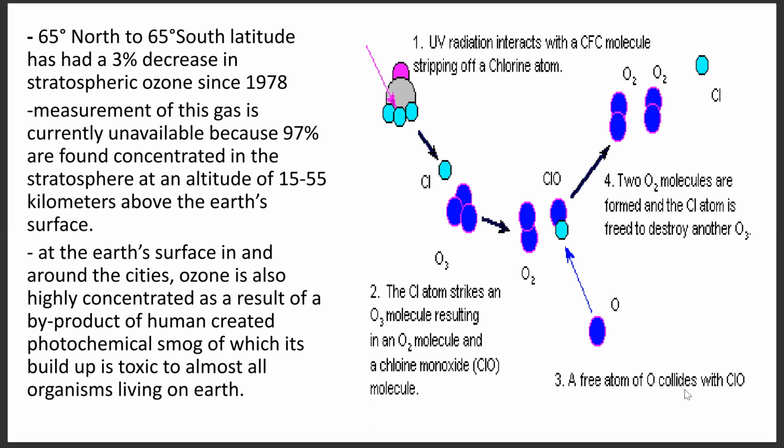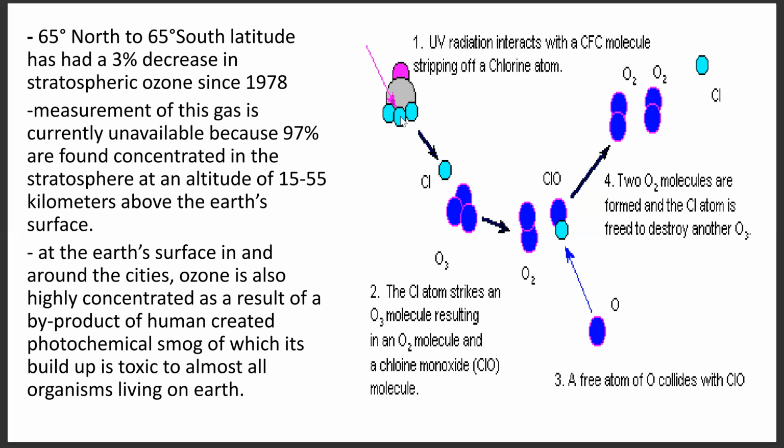A free atom of oxygen collides with ClO, and the two oxygen molecules are formed, and the Cl atom is freed to destroy another ozone. So this is actually a spontaneous, continuous process, wherein it could be hardly stopped. Therefore, once there are CFCs in the atmosphere, it will create a hole in the ozone layer since the process is continuous.